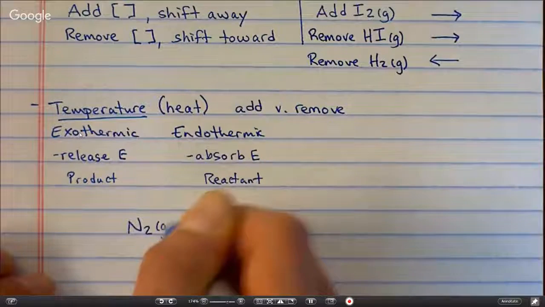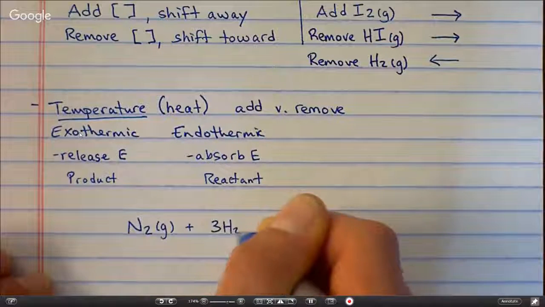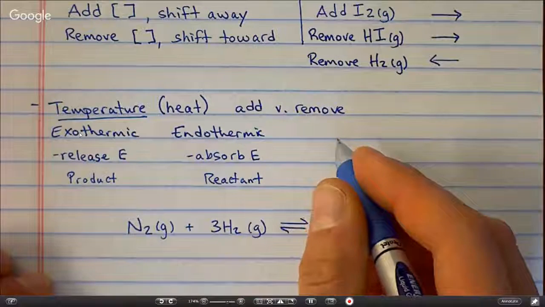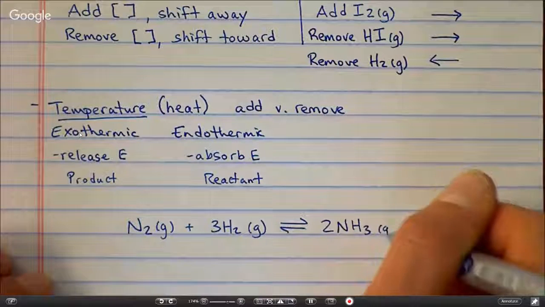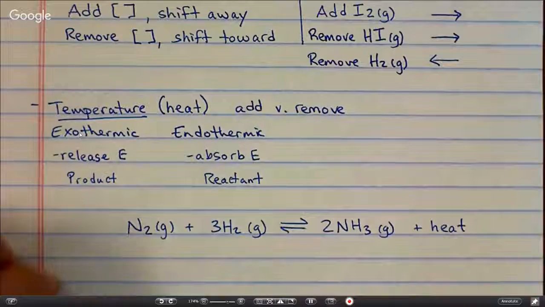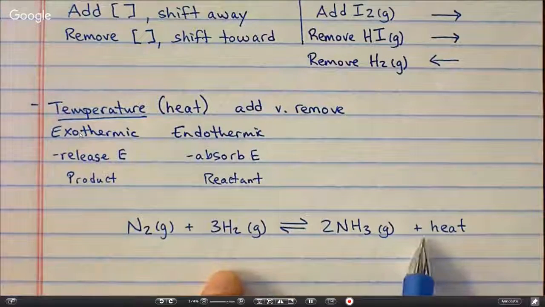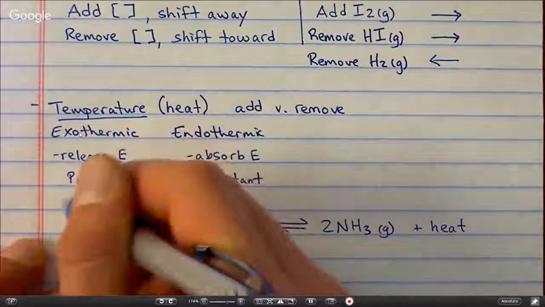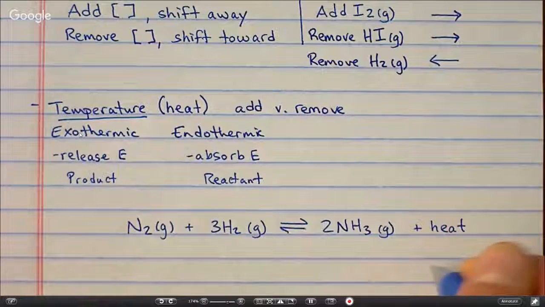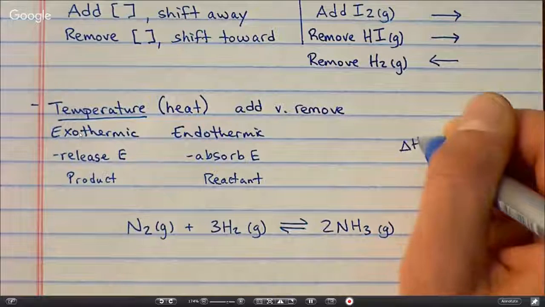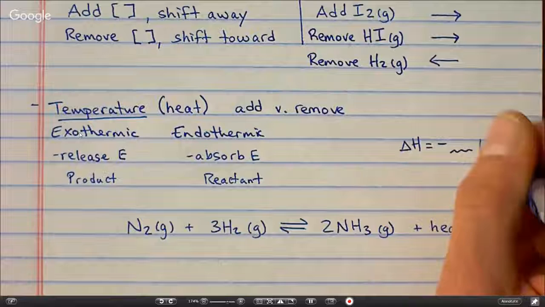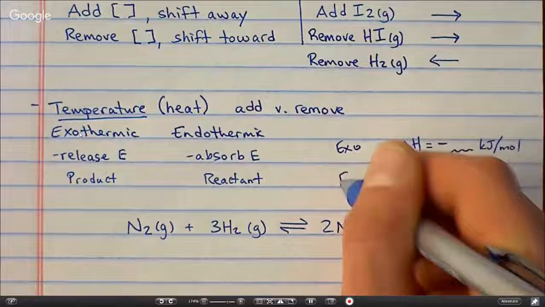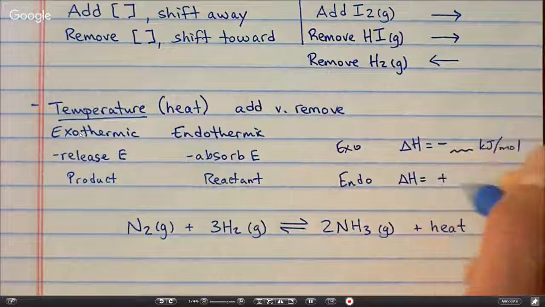So here is an example equation. Let's say we take nitrogen gas plus 3 equivalents of hydrogen gas, which makes 2 equivalents of ammonia gas plus heat. Here we can describe this reaction specifically as exothermic because heat is on the product side. In some cases, instead of plus heat, heat is not written, but delta H would be written as negative something, kilojoules or kilojoules per mole. If it's negative, it's exothermic. If it's endothermic, delta H is positive.